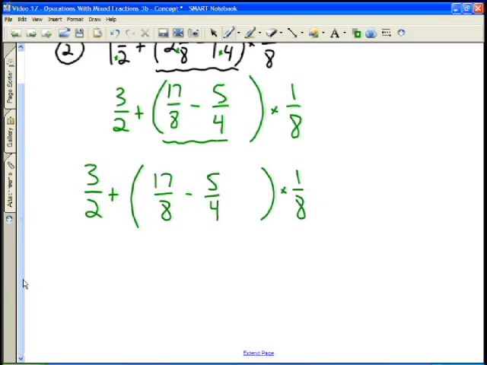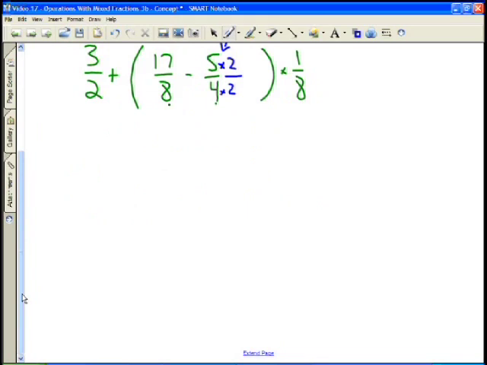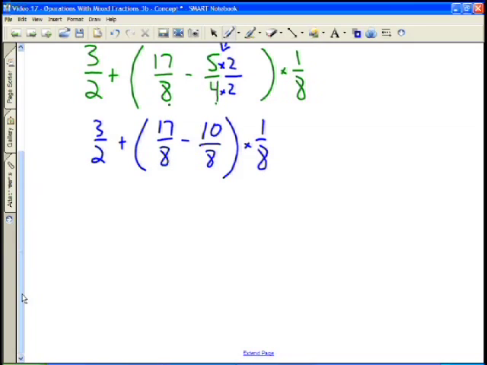5/4, and I need to convert it to a common denominator, and I see here I have a denominator of 8 and 4, so I can make my common denominator 8, and remember you have to multiply the bottom by 2 to get 8, and so we must do the same to the top. So we're going to multiply this fraction here by 2 over 2. And that's going to give us now 3/2 plus bracket 17/8 minus 10/8, all multiplied by 1/8.